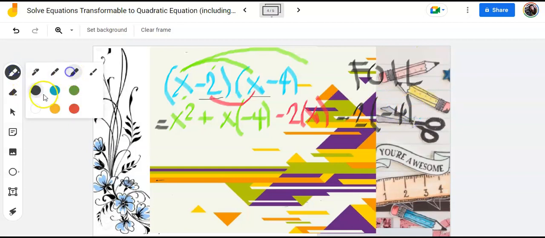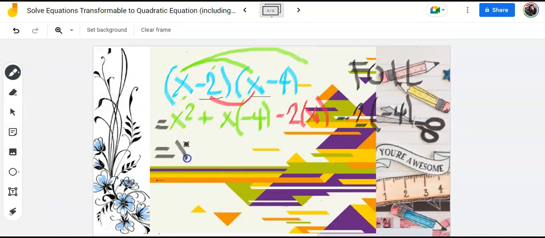Alright, so let's perform now for the next solution line. Copy na nato ang x squared. How much is positive x times negative 4? Unlike sign man. So, yes, the sign is negative.